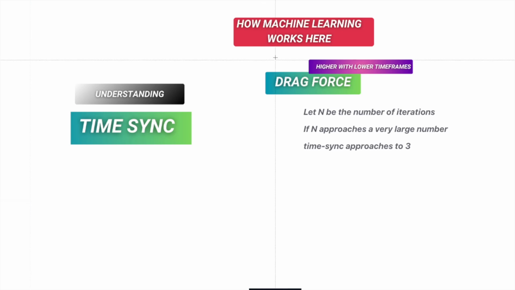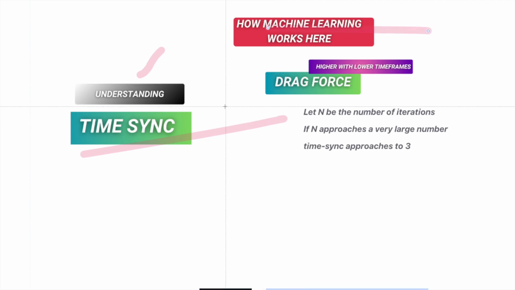Okay, so now we are understanding how time sync actually works in OCS AI Trader. So what is a time sync? It's a very important concept of our machine learning. In order to understand the time sync and multi-time frame strategies in OCS AI Trader, you first need to understand how machine learning works.